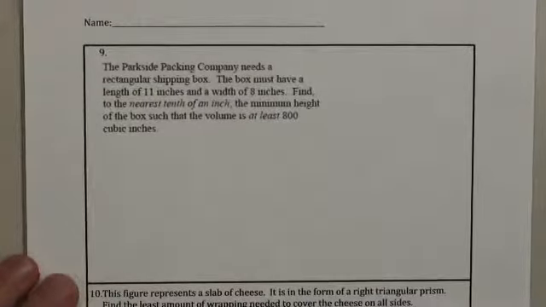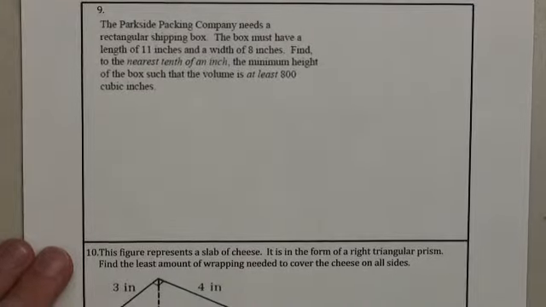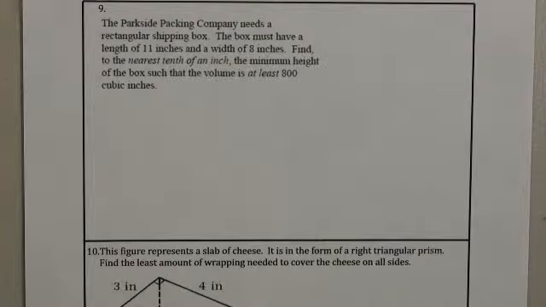Turn this page over. Let's look at number 9. Put your name at the top. The Parkside Packing Company needs a rectangular shipping box. The box must have a length of 11 inches and a width of 8 inches.